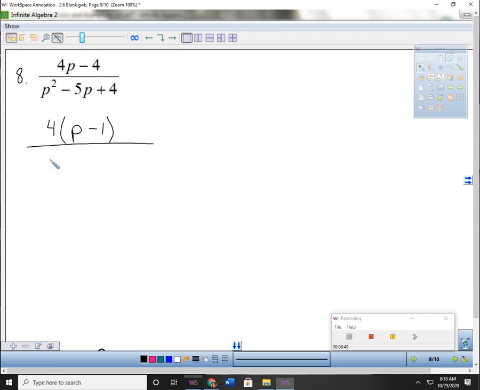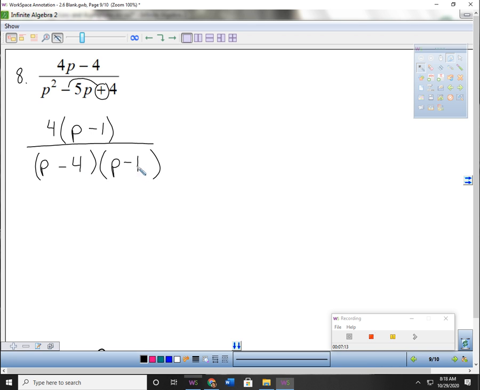And then on the bottom, I have a trinomial, so I'm going to factor that. I have a plus in the back, which means I'm going to have 2 of whatever's in the front, so I have 2 minus signs, p and p. And I'm looking for 2 numbers that will multiply to make 4 and add to make 5. That would be 4 and 1.